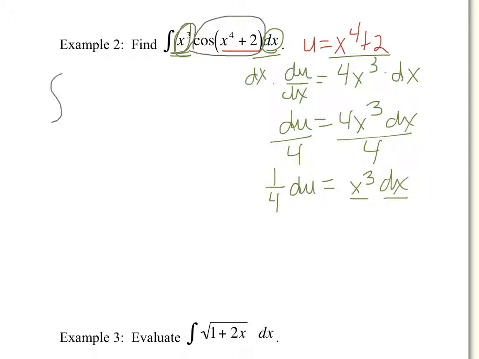So I have the integral, and then I'm going to write that it would be cosine of u, because I'm replacing that x to the fourth plus 2 with u. And then I'm not just going to add a du, because a du wasn't enough. I have to add a 1/4 du, and that's going to account for the x cubed dx. So again, let's take a look at this. I'm going to go ahead and erase this and just kind of walk you back through how it all works.